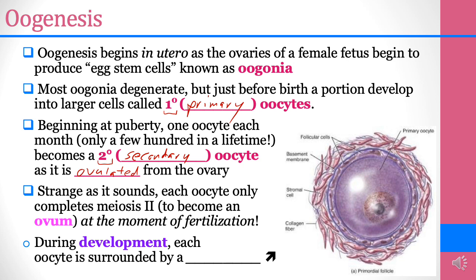We're now going to take a little detour away from oogenesis to talk about folliculogenesis. During development, each oocyte is surrounded by a protective shell called a follicle. You may remember the word follicle from when we studied the thyroid, that the thyroid gland had all of these circular things with pink in the middle that were called follicles.